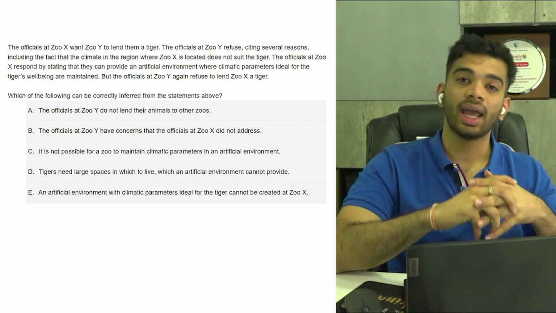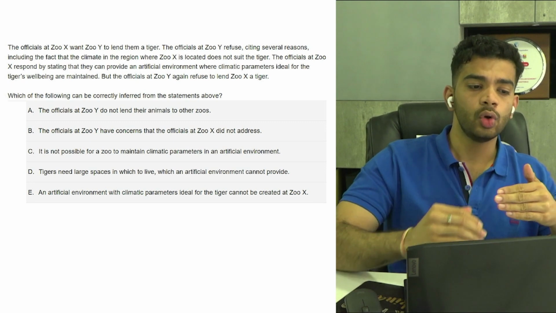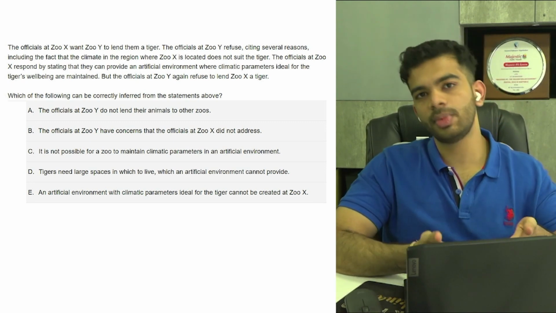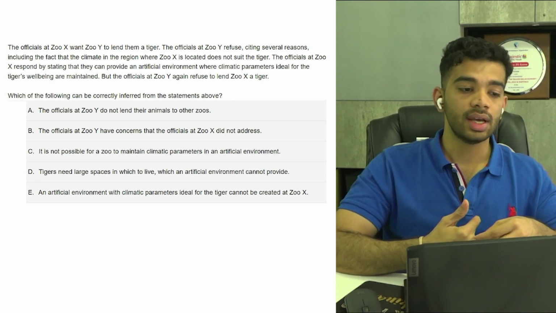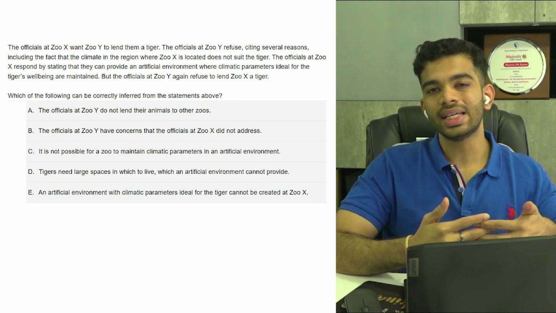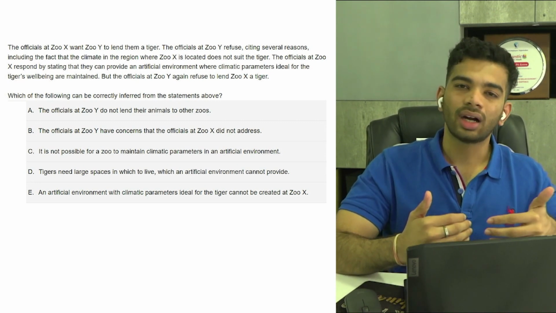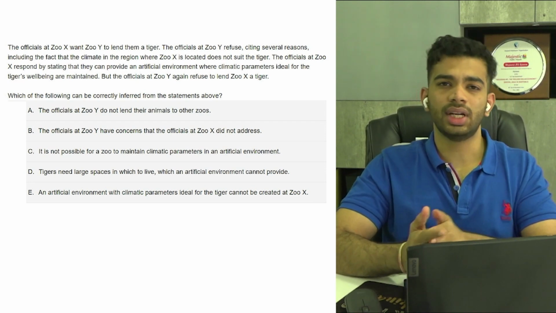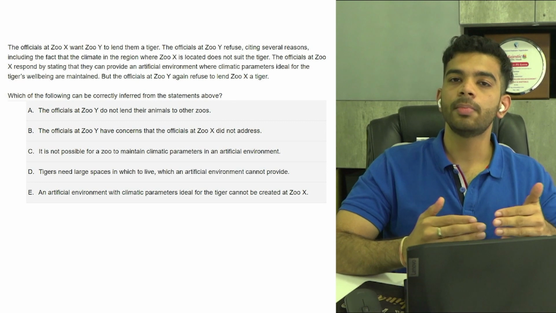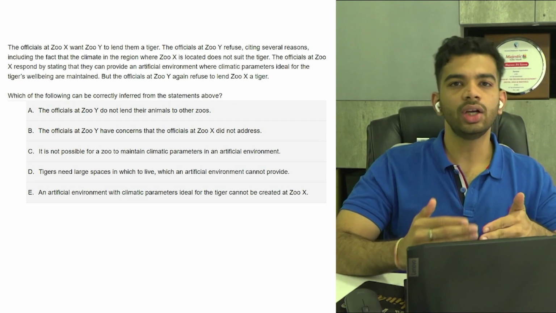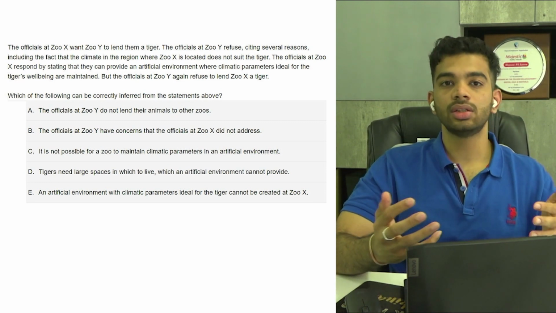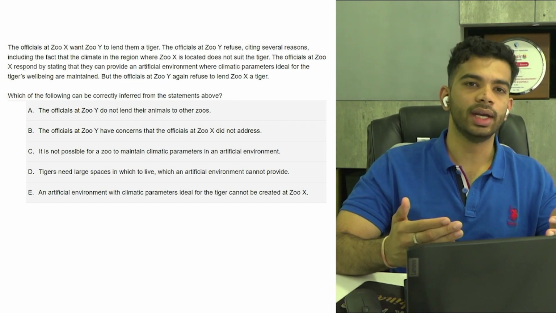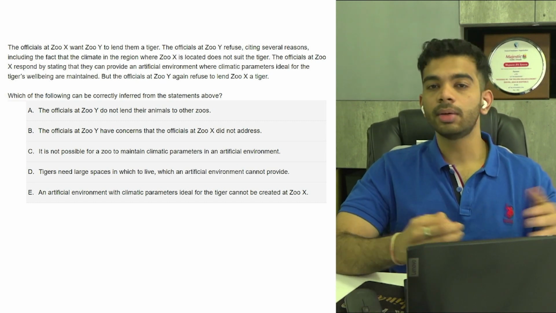So we come back again to the second option, which states that there are certain concerns that have still not been addressed by Zoo X, which is why Zoo Y is still reluctant to lend them the tigers. So I think that becomes our option. Many a time the correct option may not give us any specific reason or any concrete information, but it is the best option that can be inferred based on the information that we have been provided. So I think that's a little bit about this question.